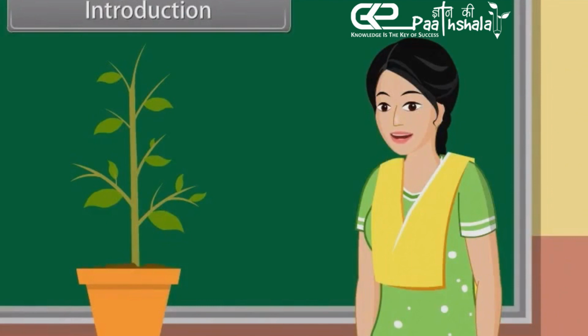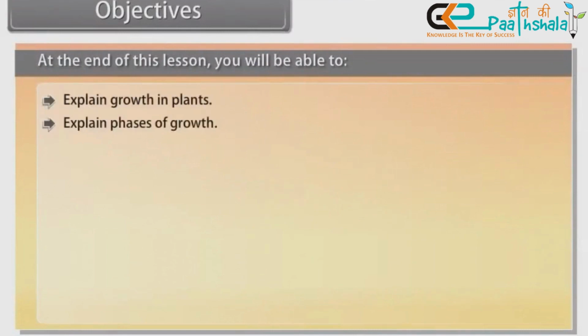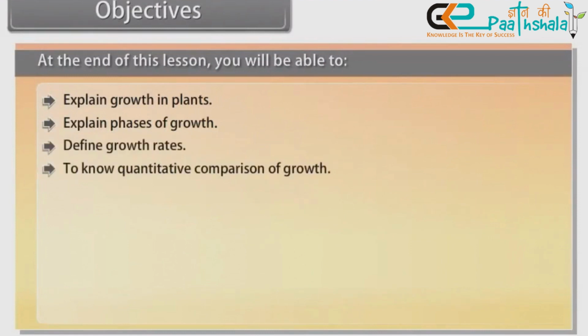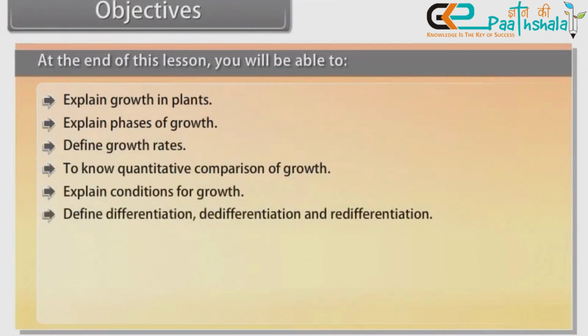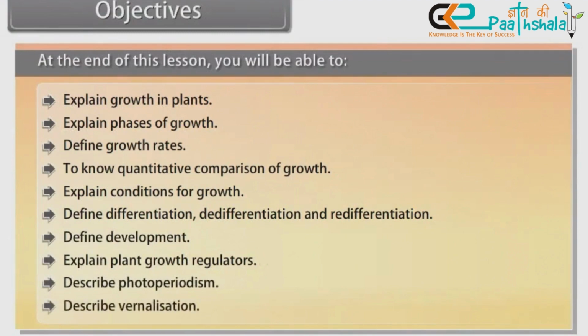Okay, now it's time to learn about plant growth and development. Objectives. At the end of this lesson, you will be able to explain growth in plants, explain phases of growth, define growth rates, to know quantitative comparison of growth, explain conduction for growth, define differentiation, dedifferentiation, and redifferentiation. Define development, explain plant growth regulators, describe photoperiodism, describe vernalization.